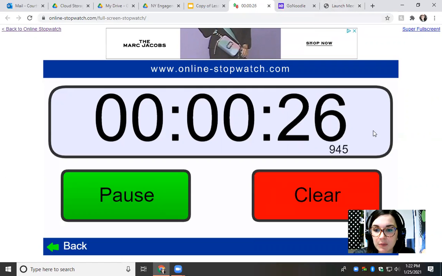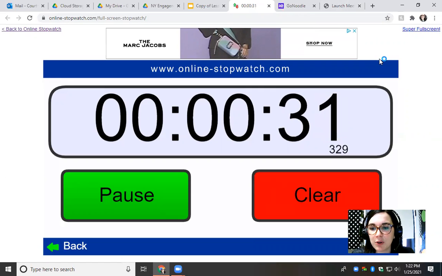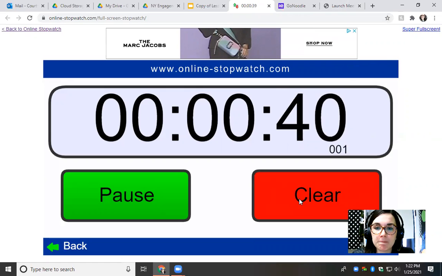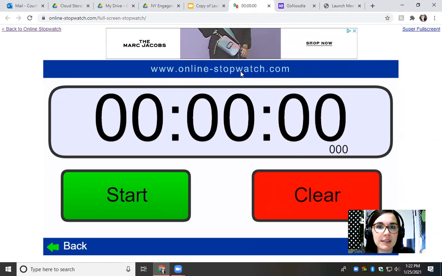When we think of seconds, we think of them as going by so fast, but when you're just sitting here watching a clock, they don't go by as fast as what you would think. 5 more seconds. Okay, that was 40 seconds.